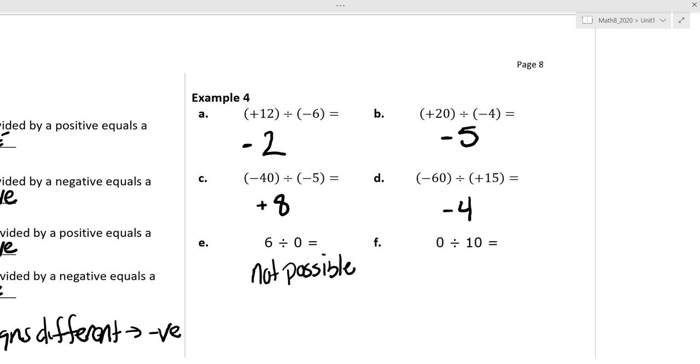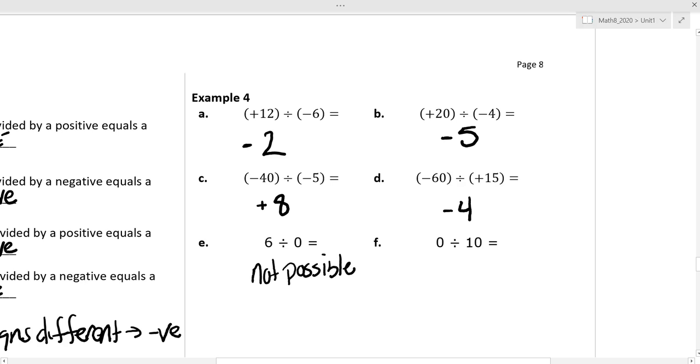6 divided by 0. Error. Cannot divide by 0. So that's what we write down. Cannot divide by 0. Or your picture of your head blowing up. Mine says cannot divide by 0. Yeah, because you can't. You can't break 6 up into 0 groups.